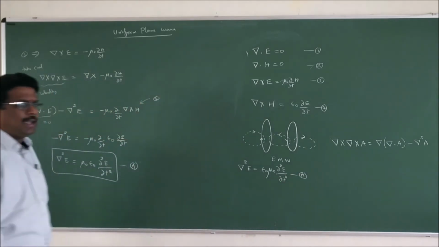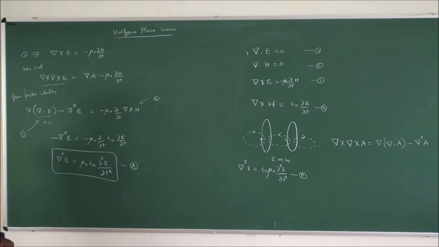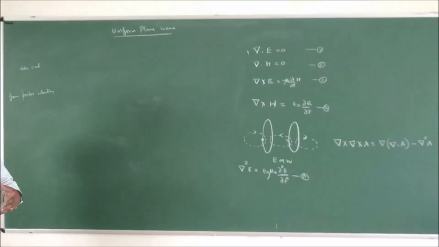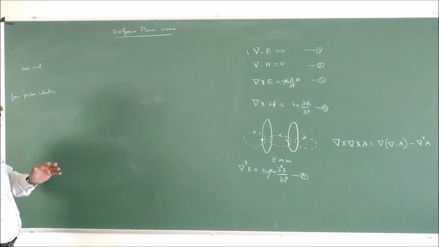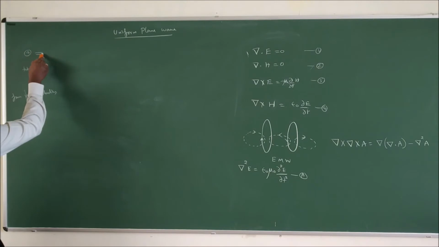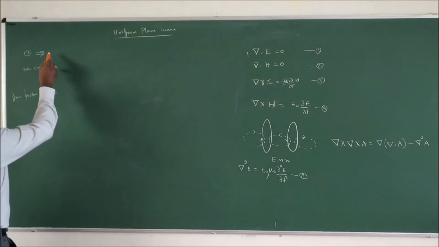Keep it pending. In the same way, I can even do it for equation number 4. Instead of starting from 3, I can start from 4, and I can bring the same second order equation for the magnetic field also. Let us do it, just make a note of that. Let us derive the second order equation for the magnetic field. Instead of starting from 3, I would like to start from equation number 4. Just recall equation number 4.